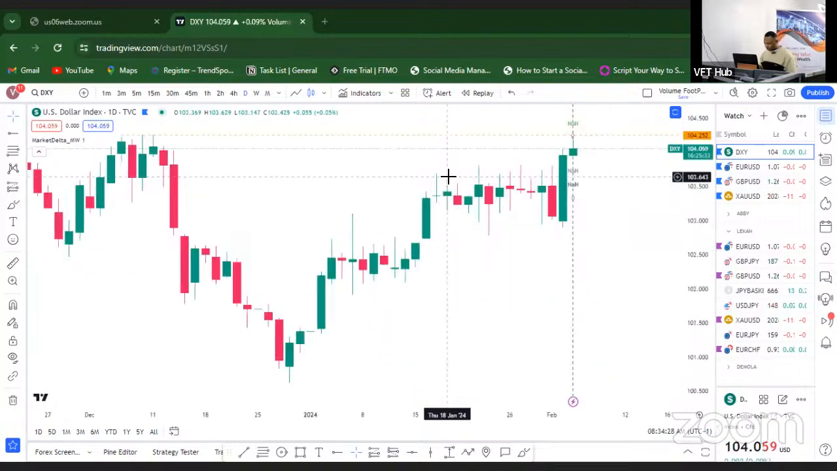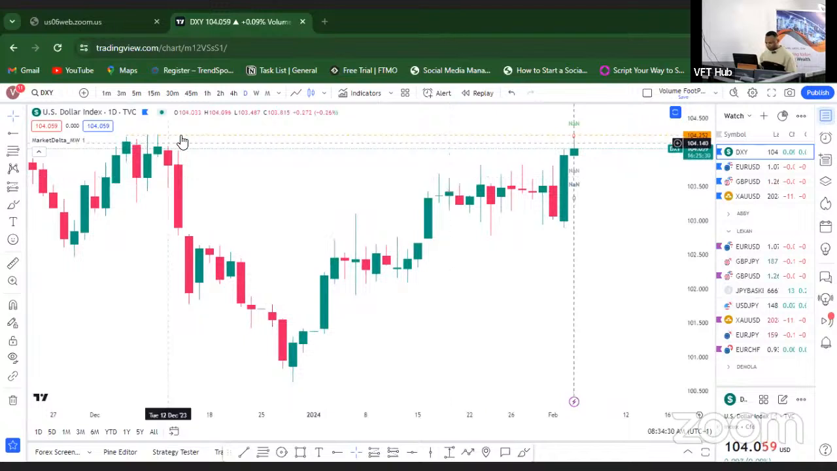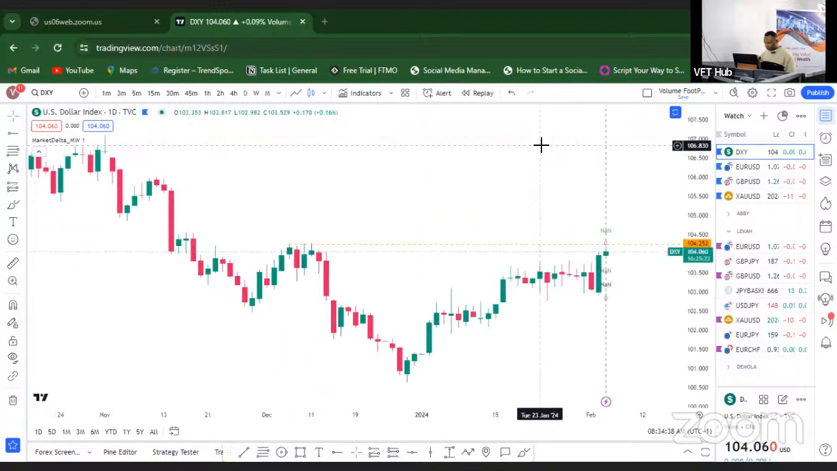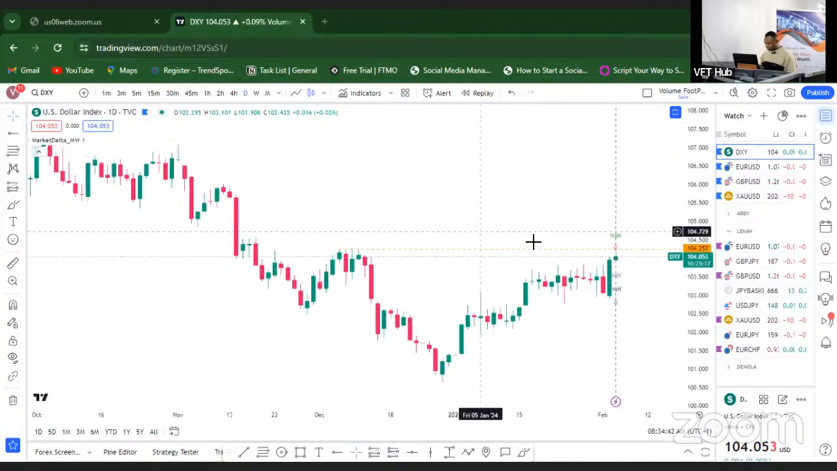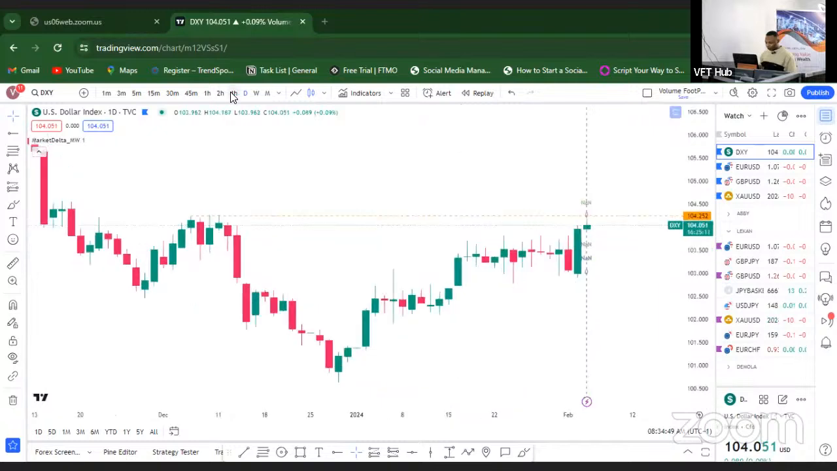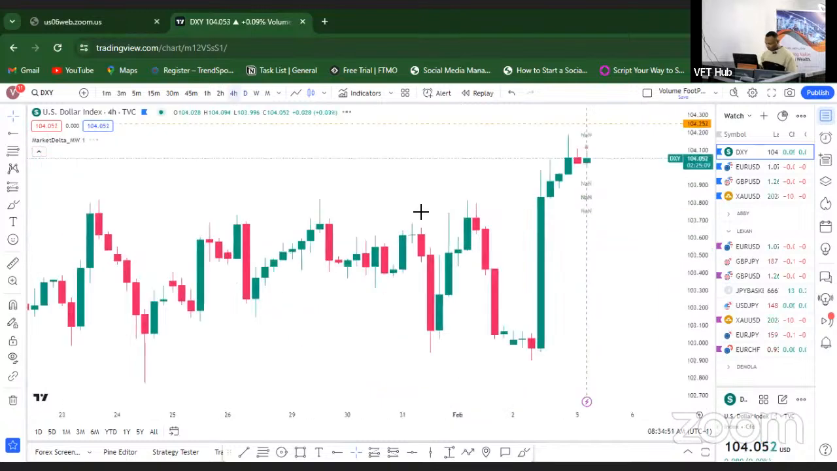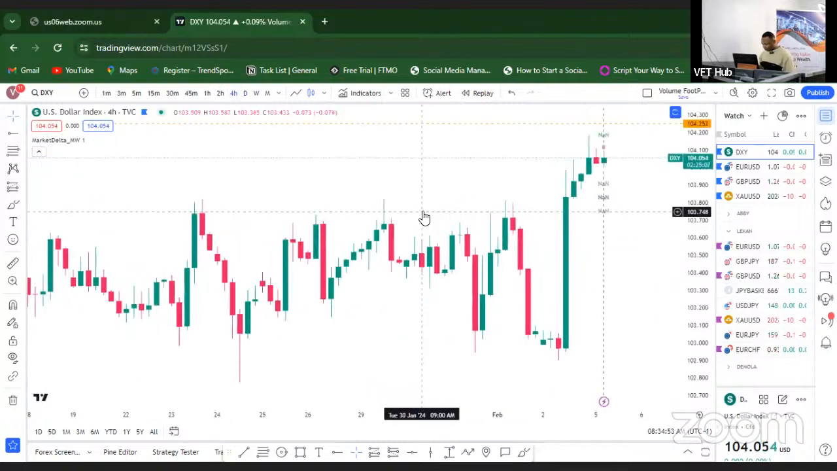For that to happen, one of the levels we're looking at is this high right here on the dollar index. We're anticipating that the dollar index is going to break this high, and then we'll start trading the dollar upwards continuously. That's what we're anticipating on the daily time frame: a break of this high, a retest, and then a continuation. That being said, let's also look at the 4-hour time frame for some intraday trades.